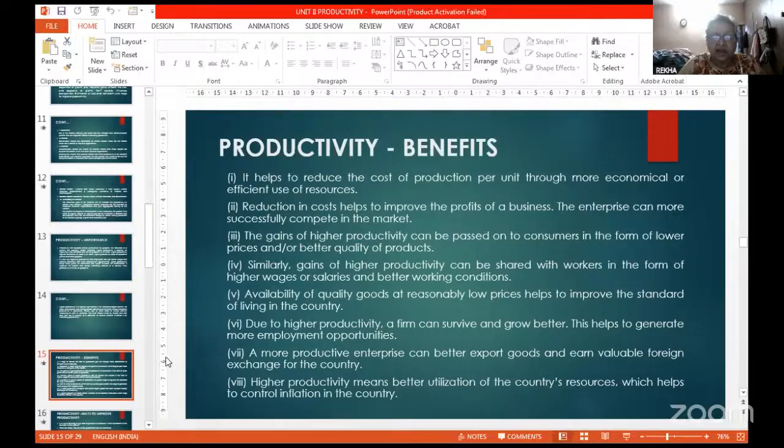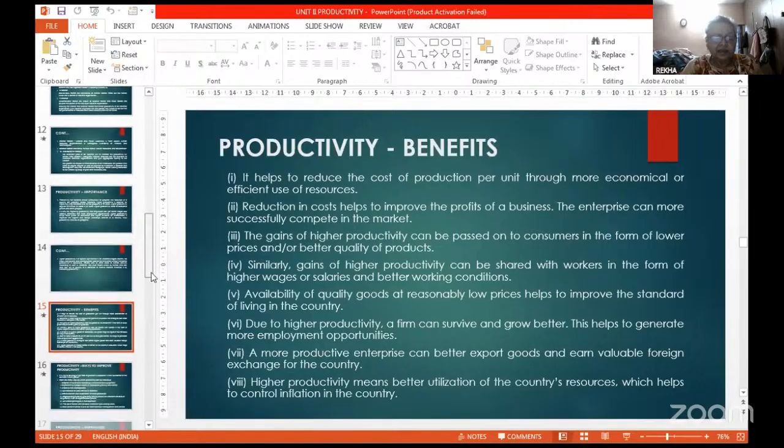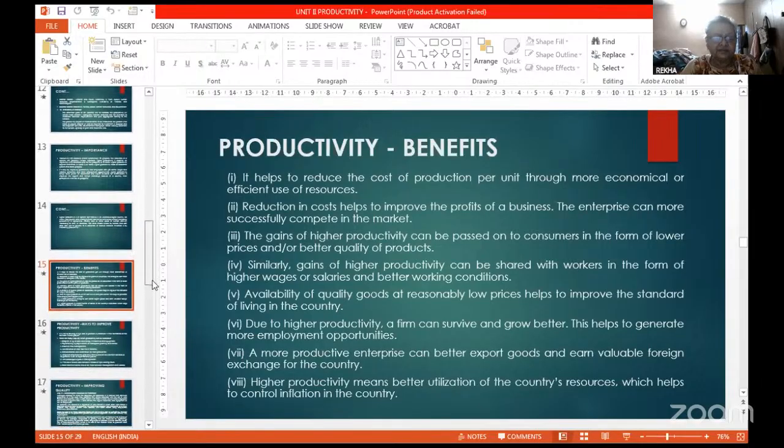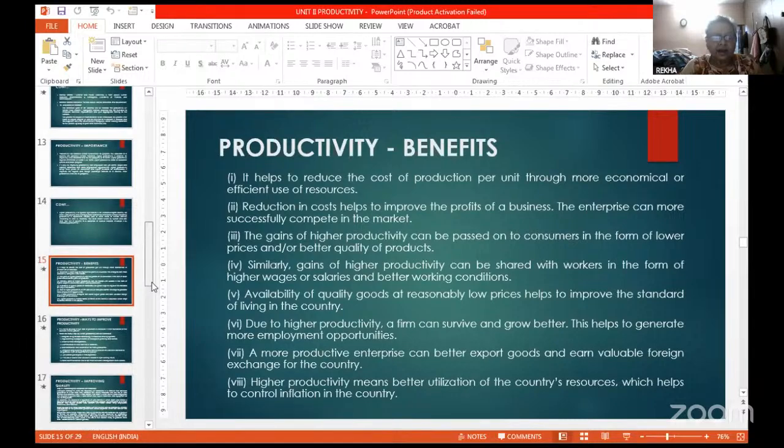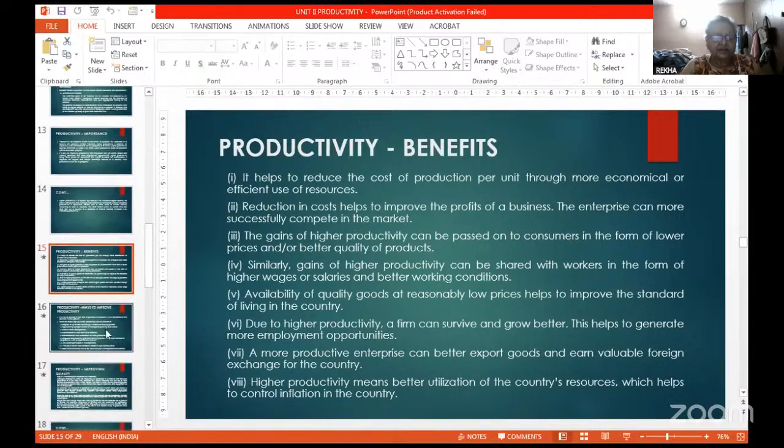Higher productivity means better utilization of the country's resources, which helps to control inflation in the country. So these are the eight benefits of increasing productivity.